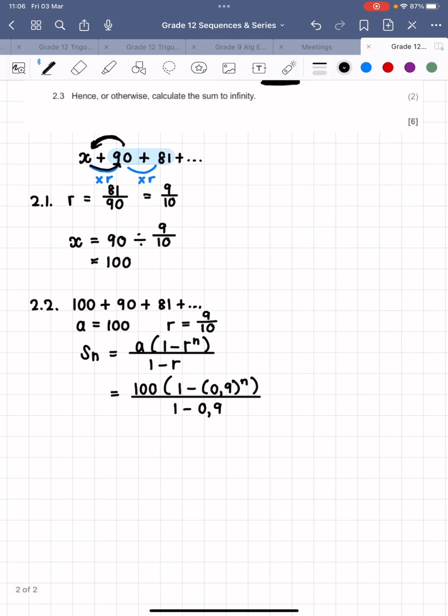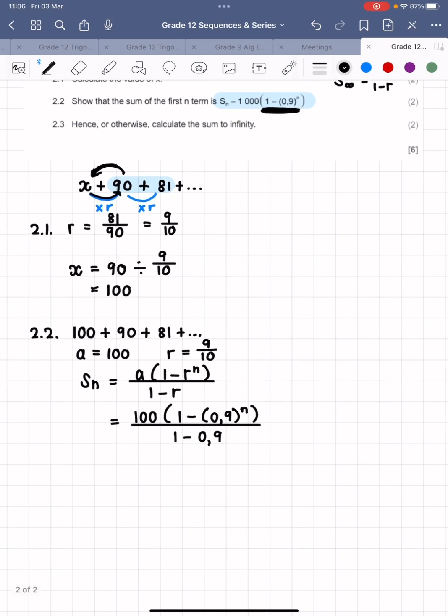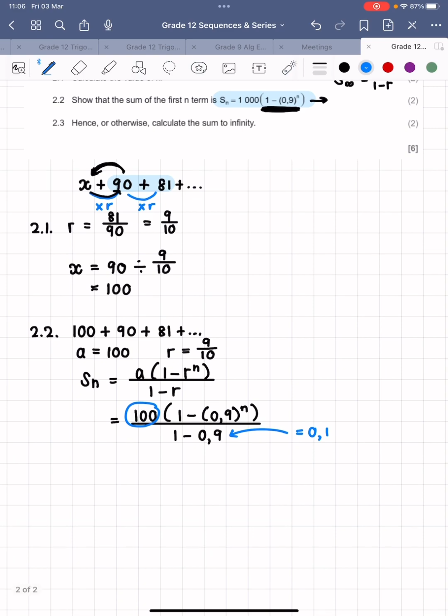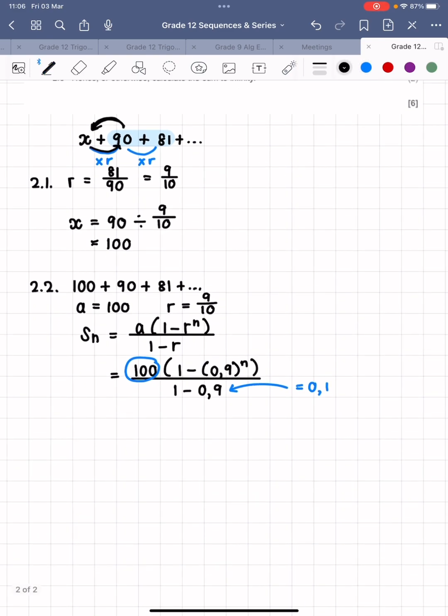Now, if we're looking at what we are meant to be proving, currently we have a fraction. We need to not have a fraction. So what I'm going to do is I'm going to calculate what this is. 1 minus 0,9 is actually equal to 0,1. And then I'm going to do 100 divided by 0,1. And when we do that, guys, we are only actually going to get 1,000. And then we are left with this bracket, which was what they wanted us to prove.